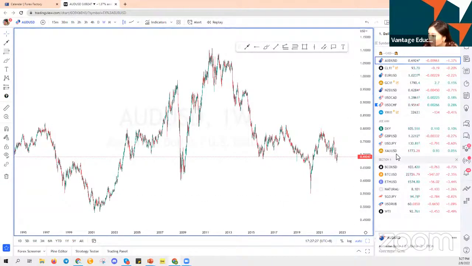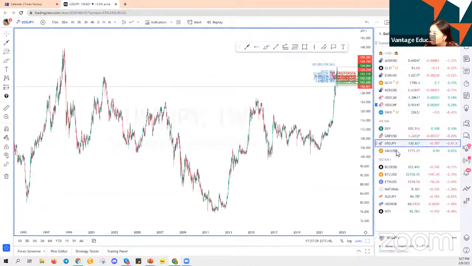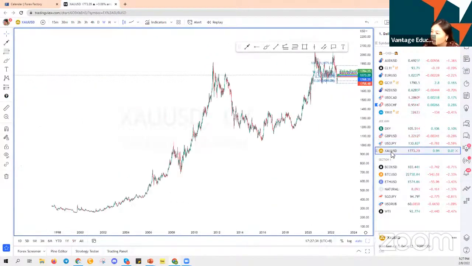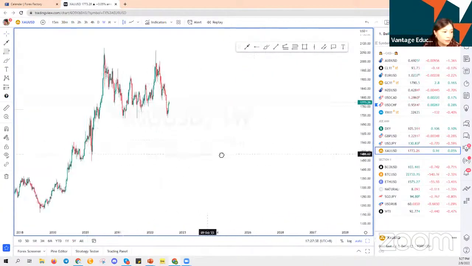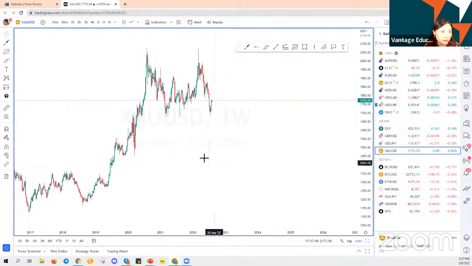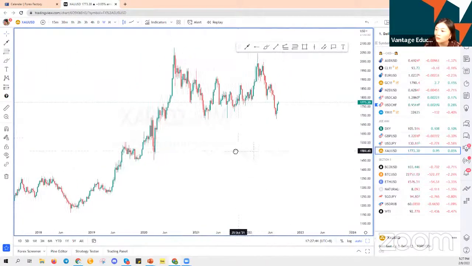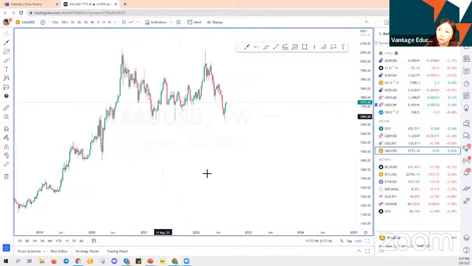Okay, let's try JPY. If you have any requests, you can also post them on the questions panel. So this is a weekly chart. Generally, I'll start with weekly to have a general sense of the market sentiments and key levels to highlight.